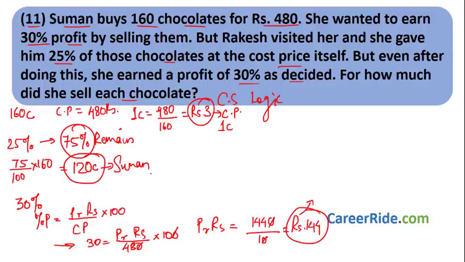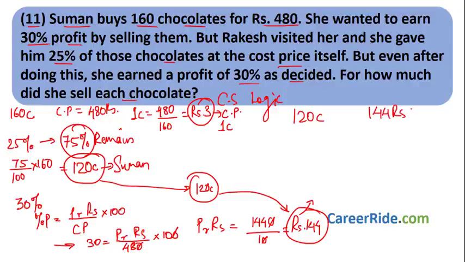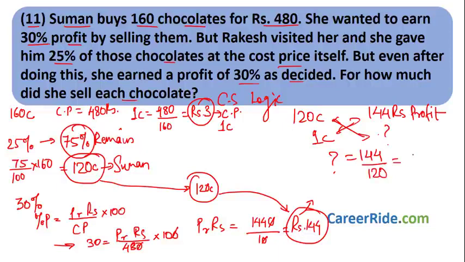But Rakesh took 25% of the chocolates at the cost price itself. So she is left with only 120 chocolates, and using these 120 chocolates, she has to earn 144 rupees as profit. So from one chocolate, how much profit should she get? Simply cross multiply. What do we get? We get 144 divided by 120, right?